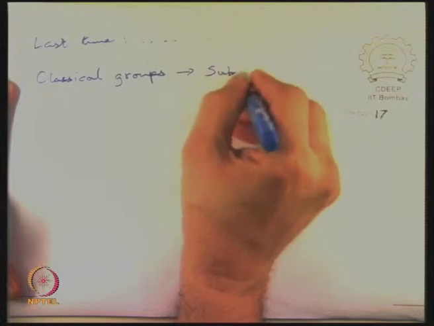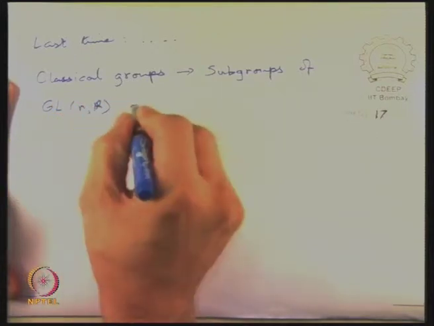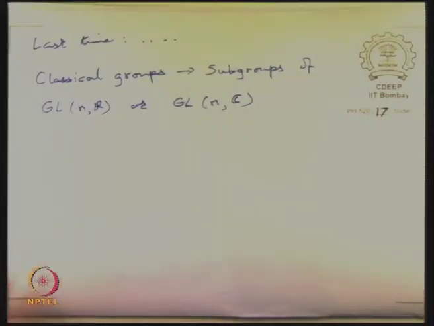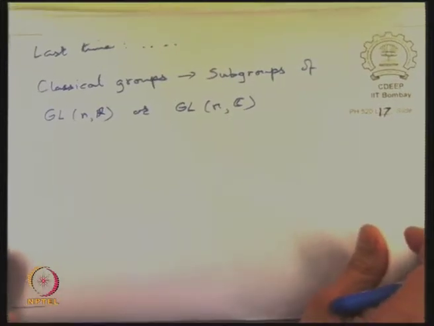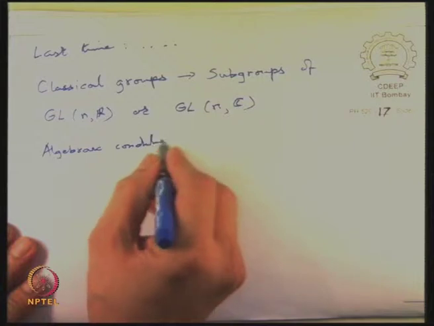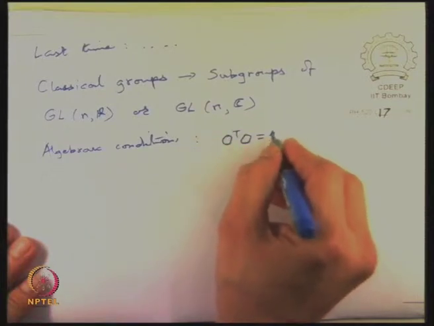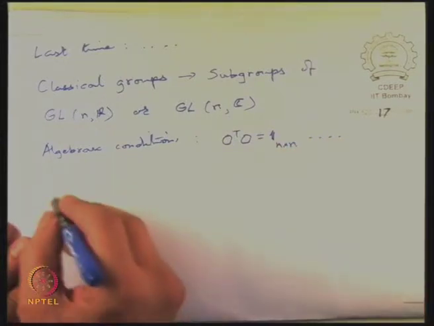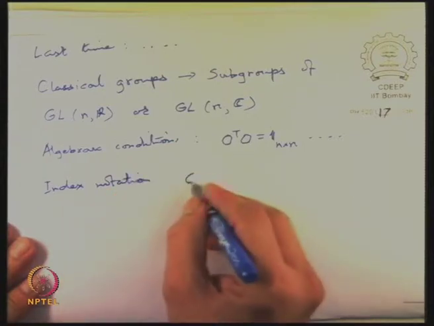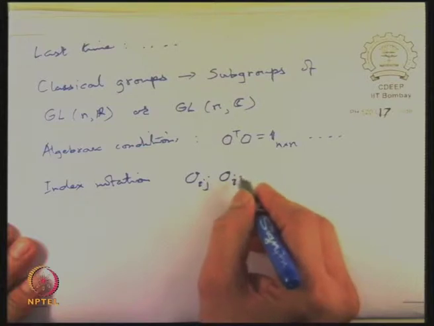Which are subgroups of GL(n, R) or GL(n, C), and most of the classical subgroups have an algebraic condition, like saying that O transpose O equals 1, etc. Or we had index notation, which was that O_ij O_ik equals delta_jk.